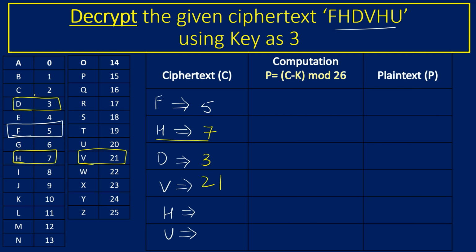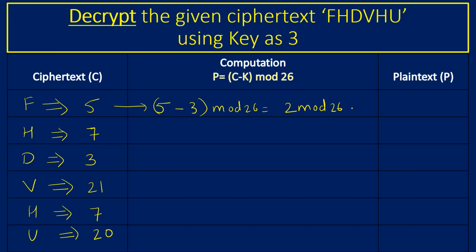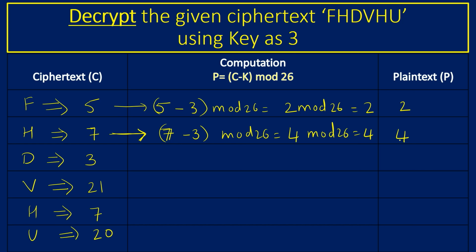Now the decryption algorithm will take the number 5 and subtract the key. What is the key? 3, and do modular arithmetic of mod 26. So 5 minus 3 is 2 mod 26. Again 2 is less than 26, so my final answer is 2. So my plain text number that I got is 2. In the second case, the ciphertext number 7 is subtracted with the key 3 mod 26. 7 minus 3, 4 mod 26. The resultant number is 4. So the plain text number that we recovered is 4.